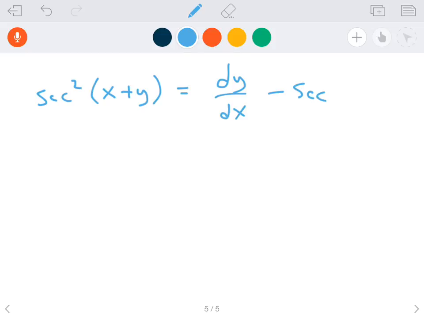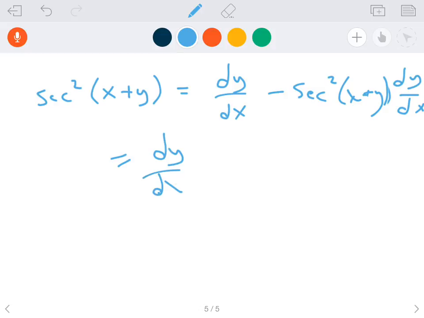minus the secant squared of x plus y dy dx. That's a terrible looking y. No, I'm just making it worse. Oh gosh. Okay. Next step, factor out a dy dx. I'm going to leave the left side alone if that's okay. Factor out a dy dx, that leaves me with 1 minus the secant squared of x plus y.